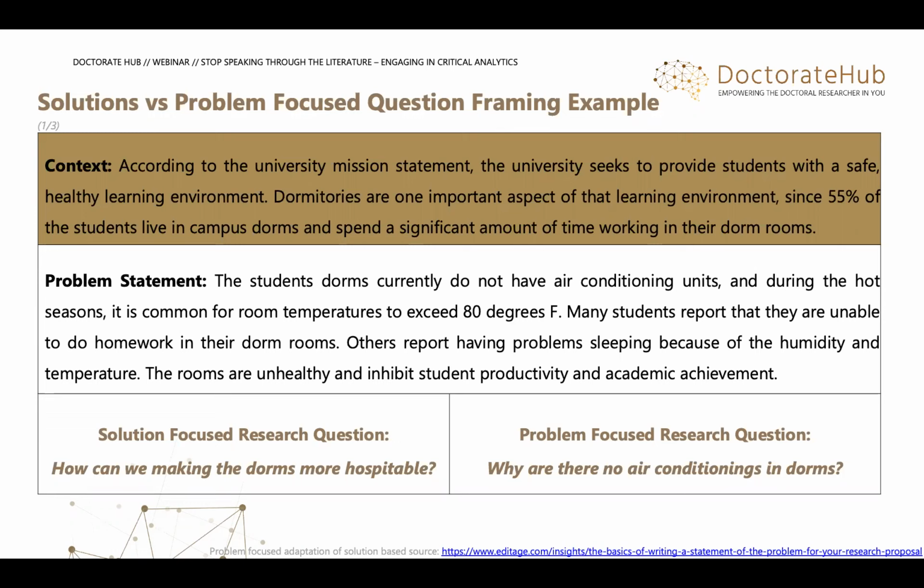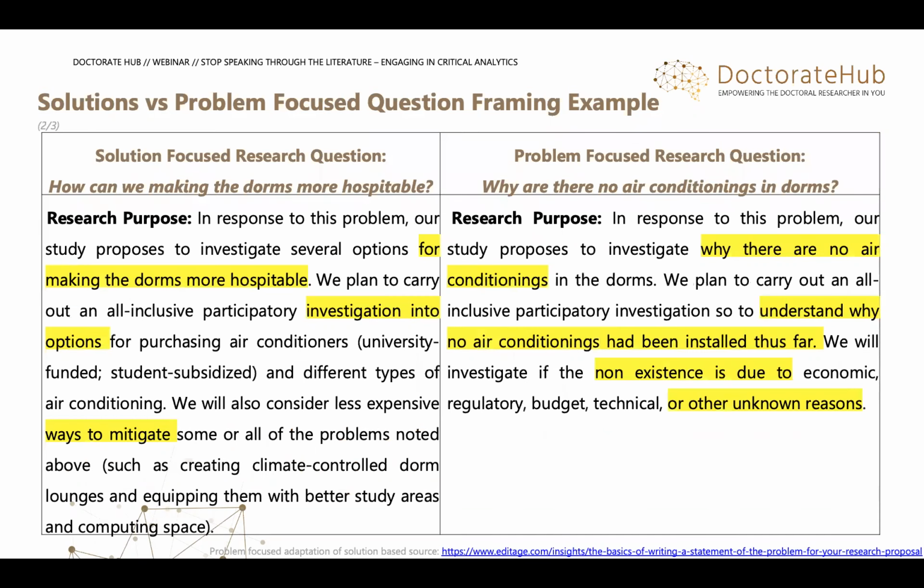Now, there are 2 types of research questions that could be posed here. A solution-focused research question would sound like, how can we make the dorms more hospitable? Yeah, how could it be better? A problem-focused research question would ask, why are there no air conditionings in dorms? If it's so obvious that that is a problem, someone should have put air conditionings there already. So if none are there, there will be a reason, because it is clear that there should be some. So why are there none? And depending on the question, the research purpose will develop much differently.